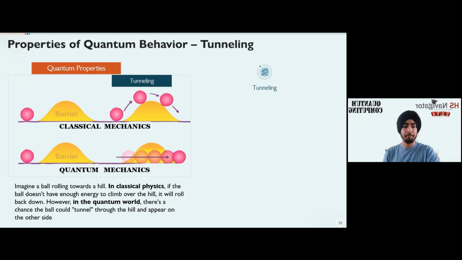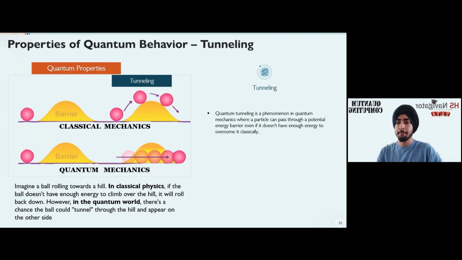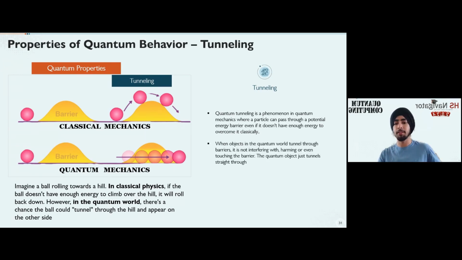That's obviously all well and good. However, in the quantum world, there's a chance that the ball could tunnel through the hill and appear on the other side. The mechanics of how this works is a very in-depth physics field, but you can think of tunneling as: if it doesn't have enough energy to go over the hill, it has a chance of just going through the hill instead. In a more scientific way, it's a phenomenon where a particle can pass through an energy barrier like a hill when it doesn't have enough energy to overcome it in a classical manner. When objects in the quantum world tunnel through things, it's not interfering or touching it, it's just passing straight through it.